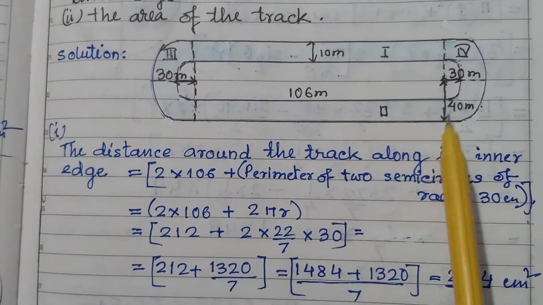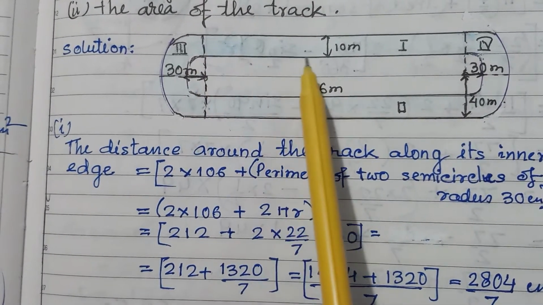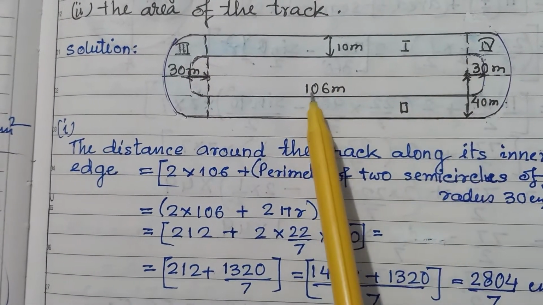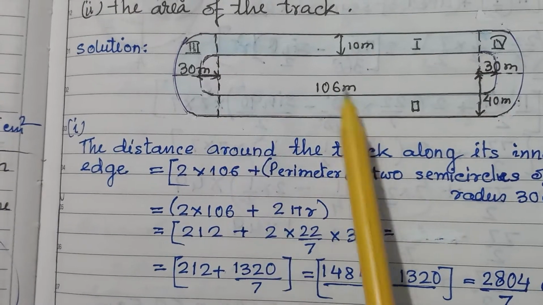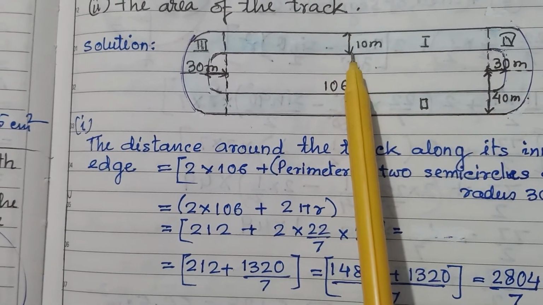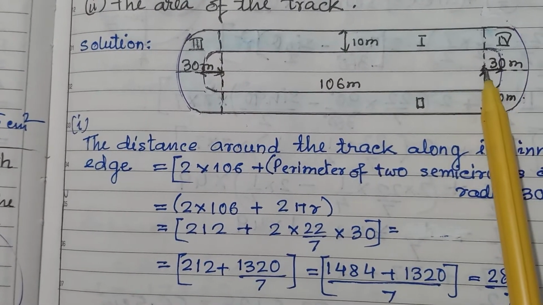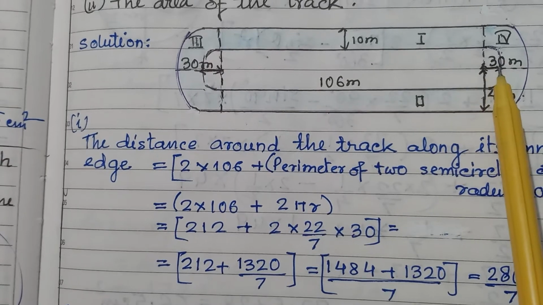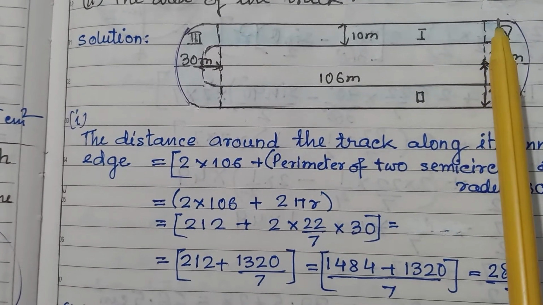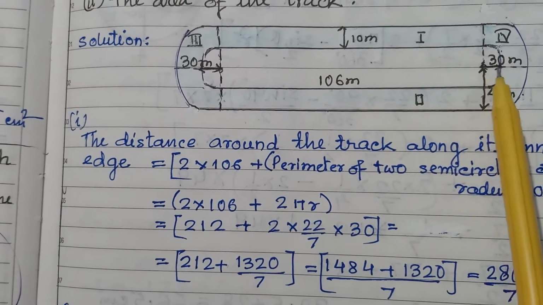Now listen here. The two ends are semicircular. So this one and this one. And in the middle, this length is 106 meters. The width of the track is 10 meters. And here the inner radius is 30, because the given length is 60, so its half is 30.